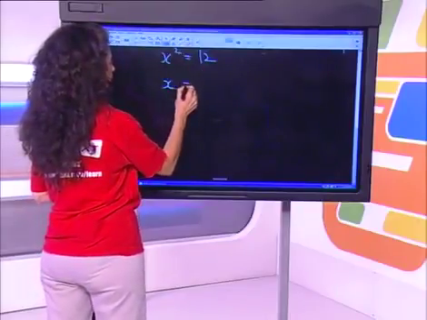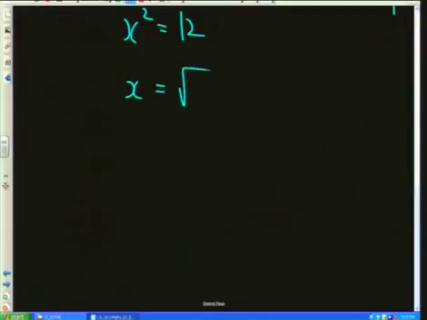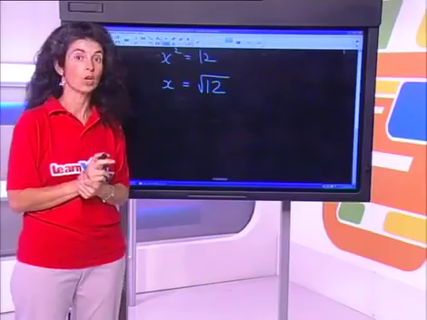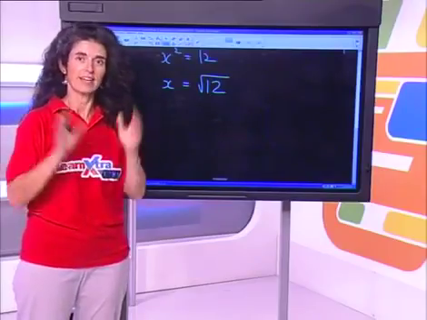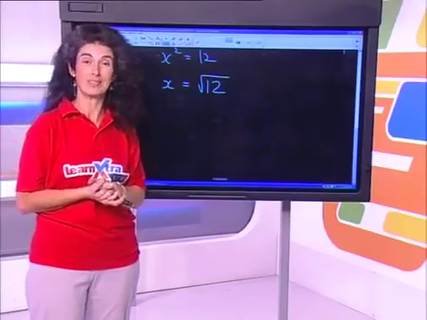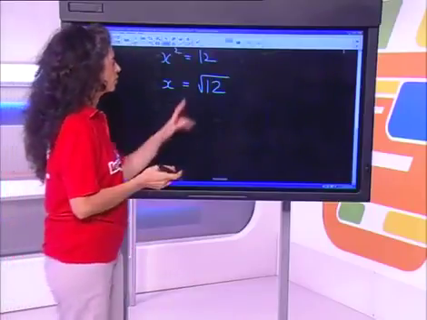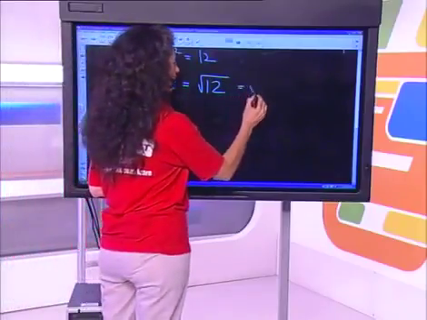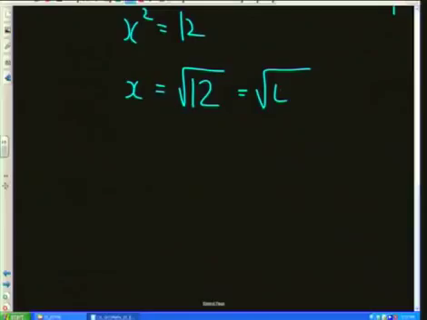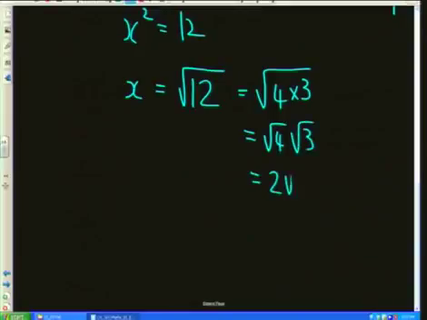So x is equal to the square root of 12. How do we get surds to be in simplest form? You need to extract any perfect squares that you see in those numbers. So the square root of 12 is the same thing as the square root of 4 times 3. So the square root of 4 times the square root of 3 would now give me 2 root 3.